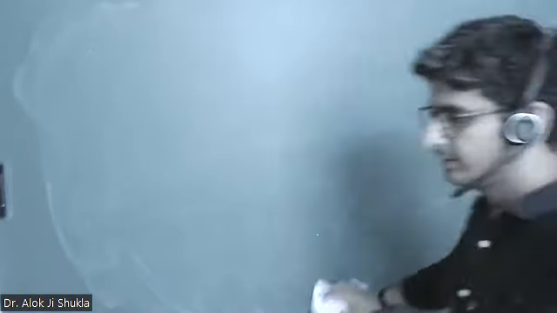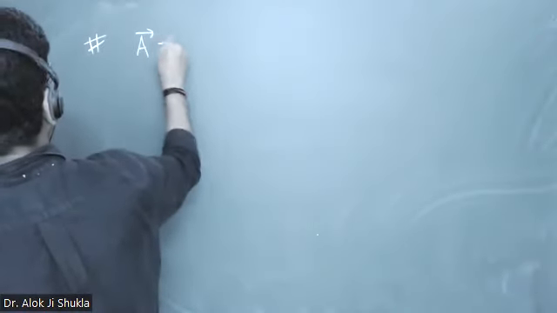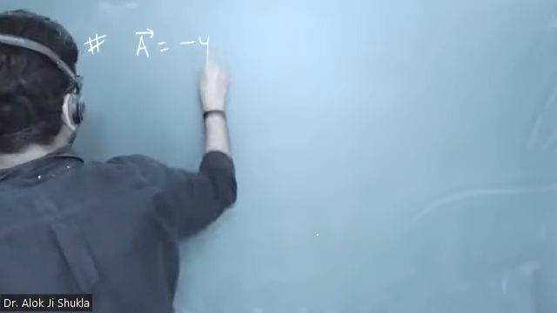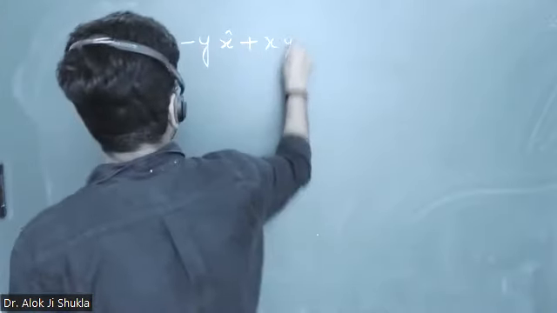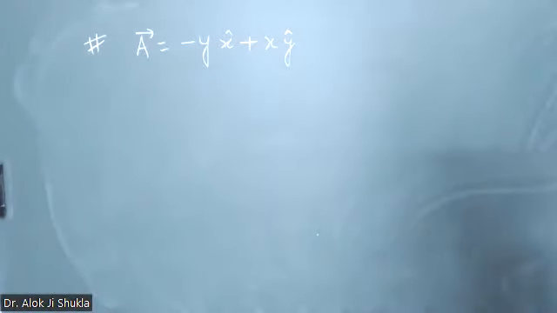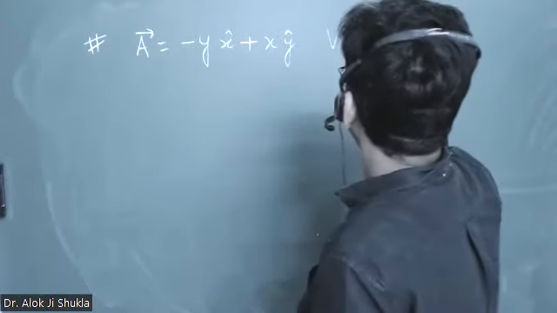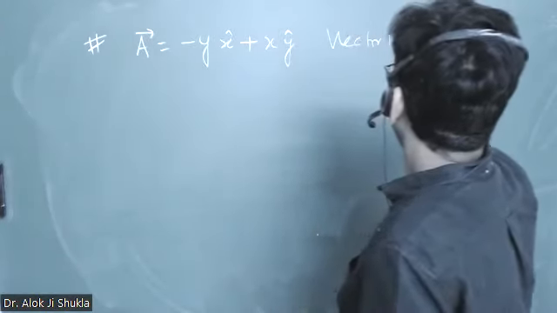अब जरा कर्ल निकालना. So let us calculate the curl. So suppose we have a vector A is equal to minus y x cap plus x y cap. Calculate the curl of this field. This is a vector field, na? Vector field.